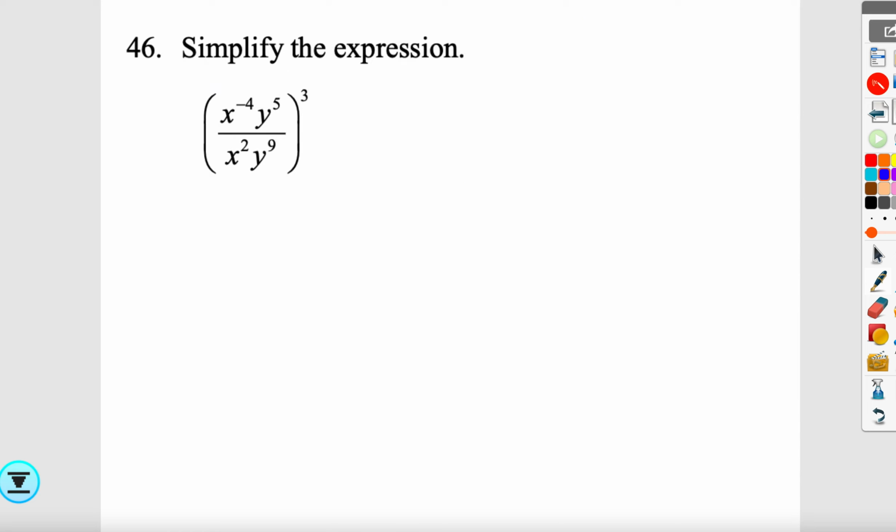Now we have negative exponents, and we have other rules to apply. Here, before we do the 3 one, we're going to go ahead and do the inside. We're going to simplify the inside.